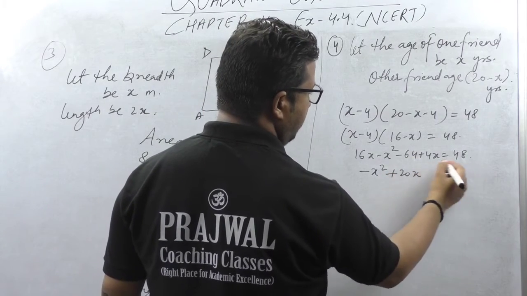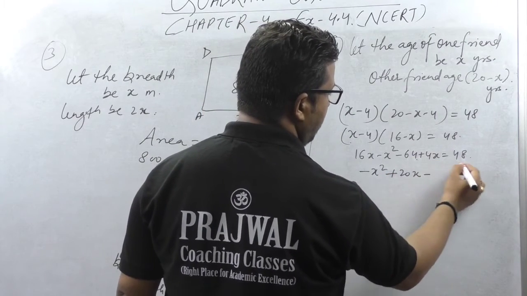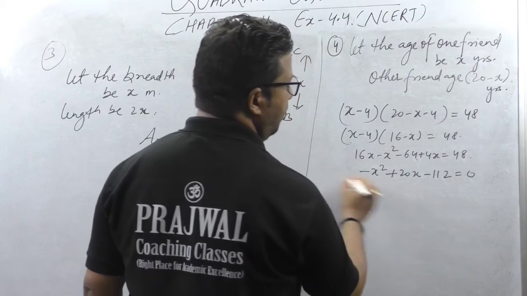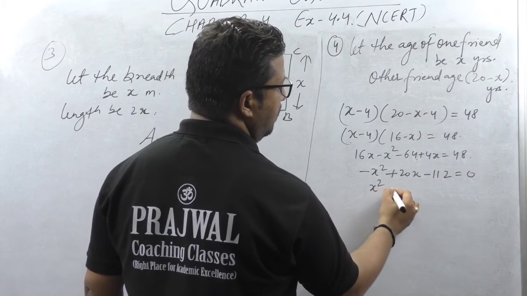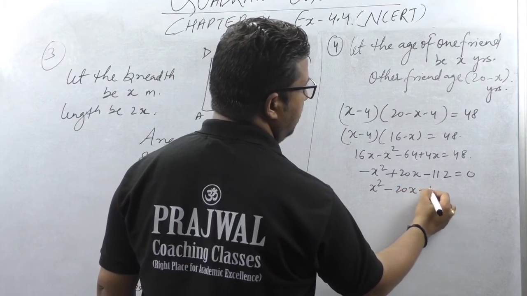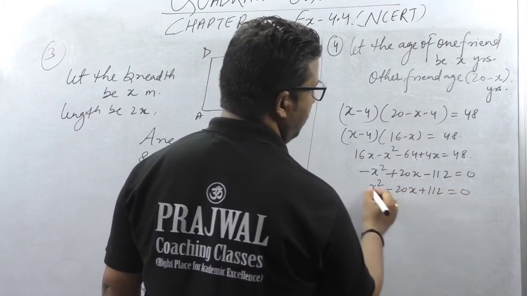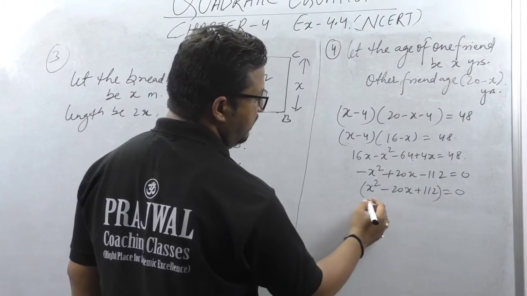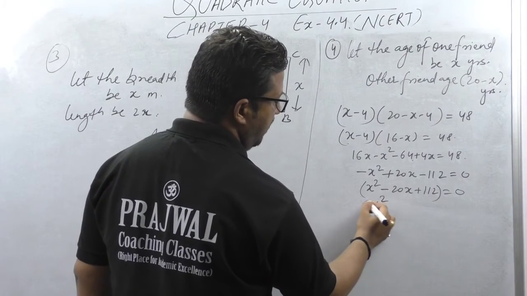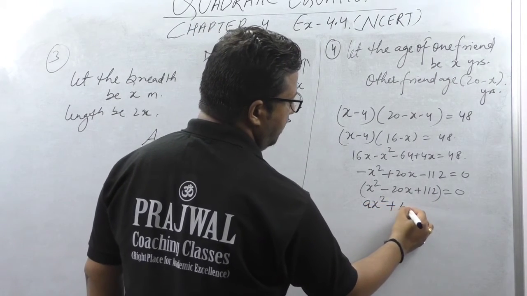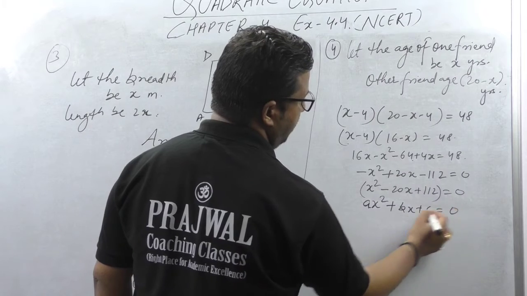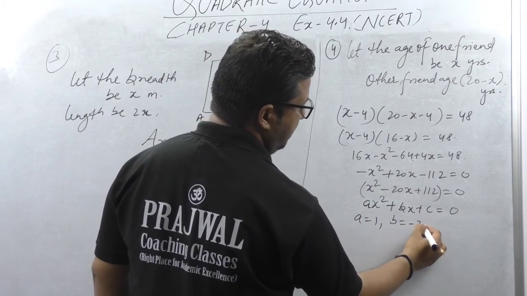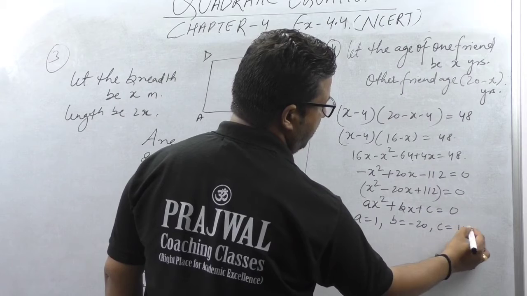And if I shift this 48 to this side, 8 plus 4 is 12, carry 1, 10 and 1, 112. Now if you take the common negative, this becomes x square minus 20x plus 112 equal to 0. With the general equation ax square plus bx plus c equal to 0, the a value is 1, b value is minus 20 and c value is 112.